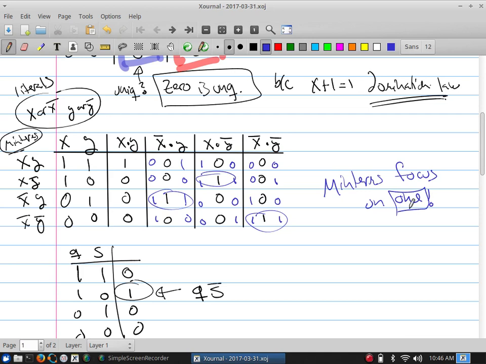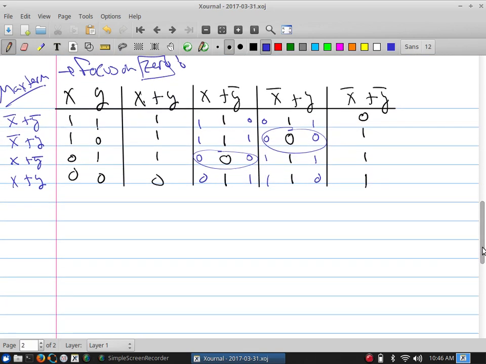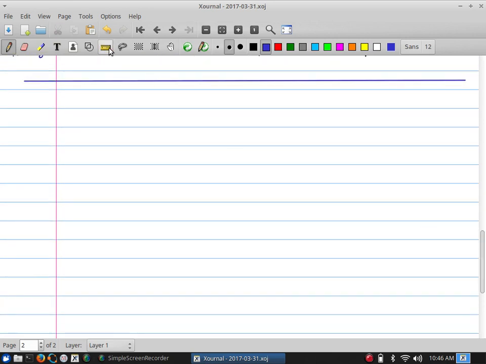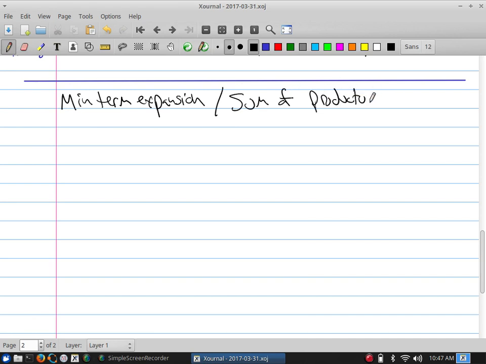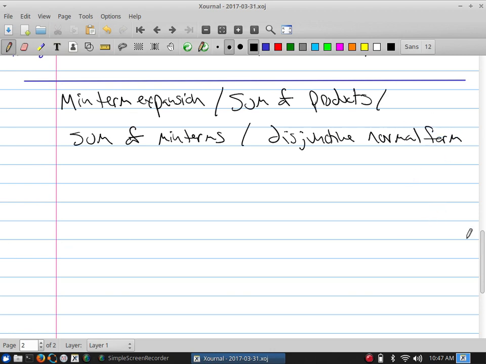Focus on 1. So now I can start putting this all together. If we have what's called a min term expansion, this would also be called min terms. Min terms are what? A bunch of products. So this is going to be a sum of products. This is also called a sum of min terms. This is also called the disjunctive normal form. How does this all work?